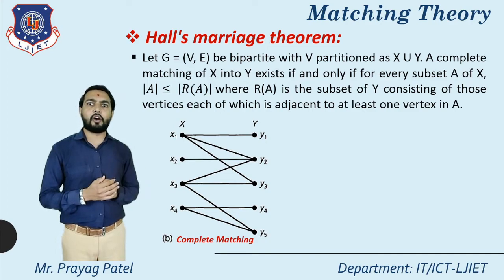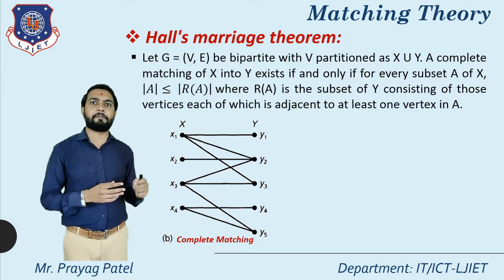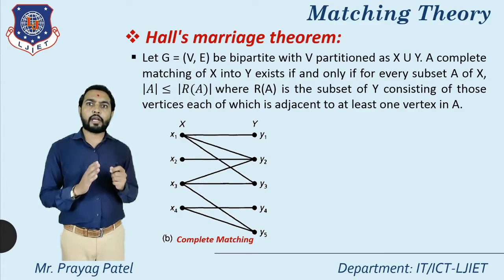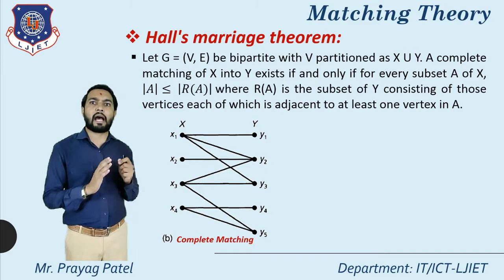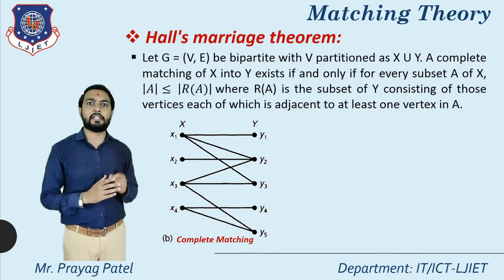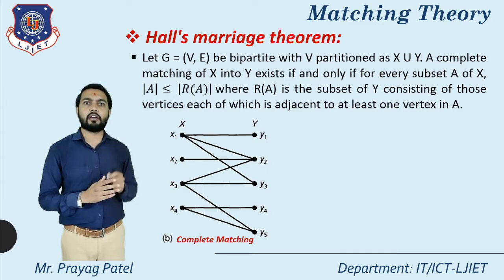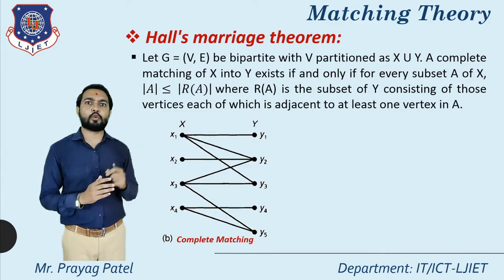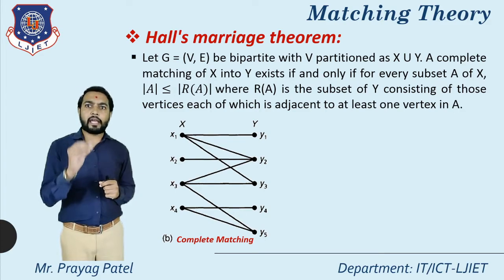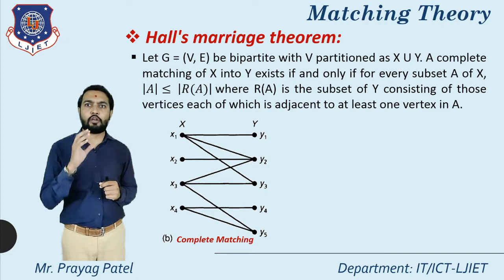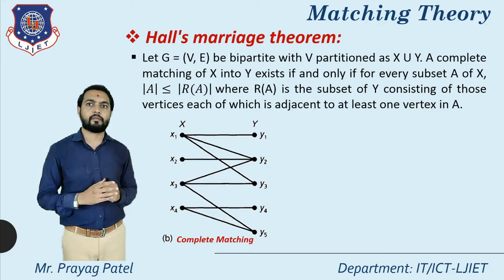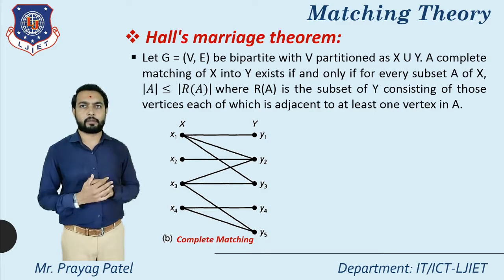A complete matching of X into Y exists if and only if for every subset A of X, |A| ≤ |RA|, where RA is the subset of Y consisting of those vertices each of which is adjacent to at least one vertex in A. So here A is a set of nodes available in your first set X. Here, for the nodes available in X, |A| equals 4.